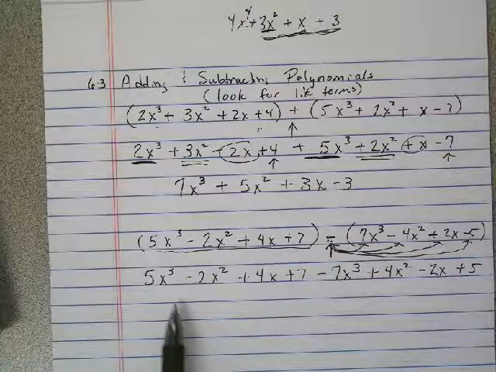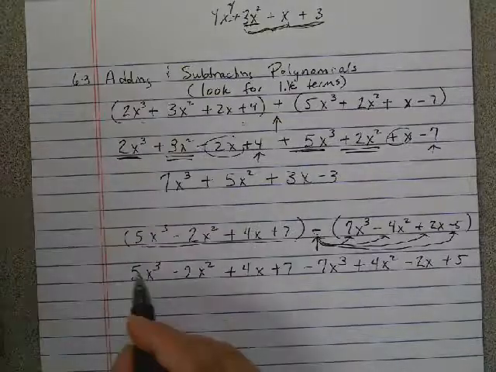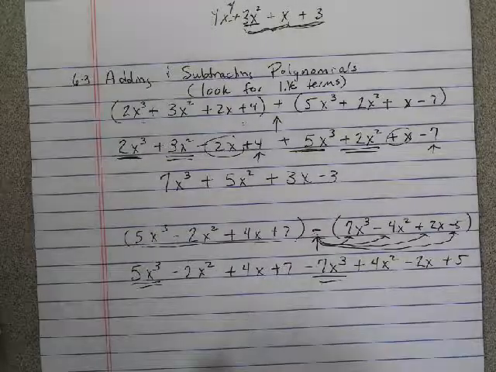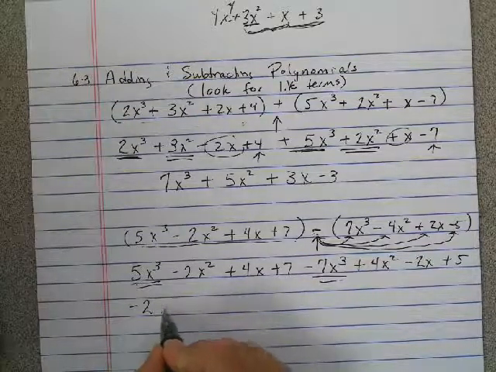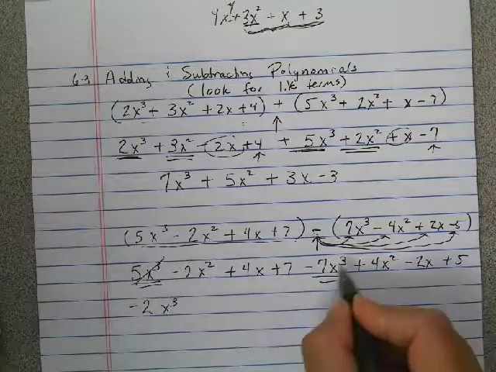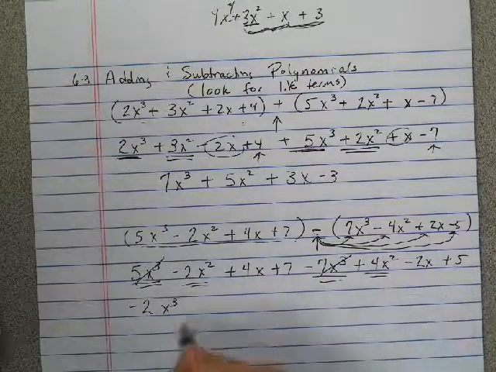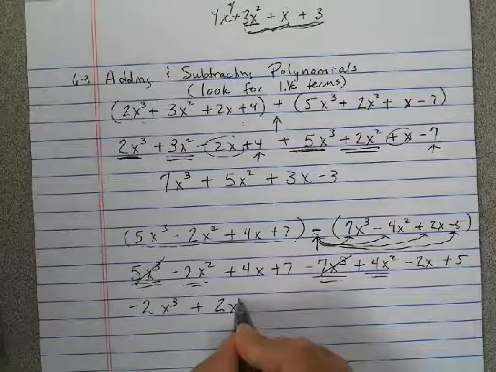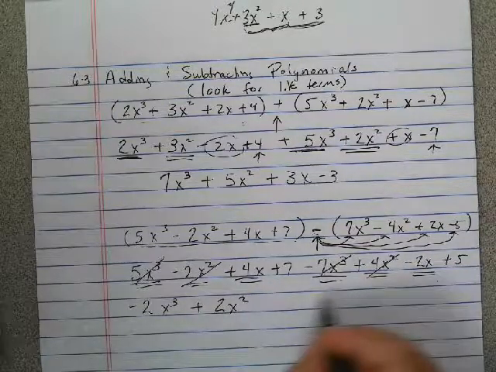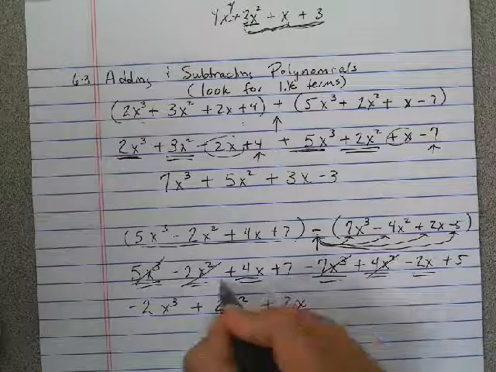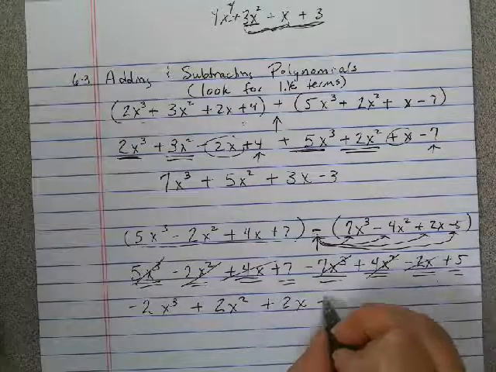Now I just have a string of monomials, which I need to add. So I have cubed and cubed. So I have positive 5 and negative 7. Since they're more negatives, my answer is negative. So those are gone. And then I have negative 2x squared and positive 4x squared. That's positive 2x squared. Positive 4x, negative 2x is positive 2x. And positive 5 and positive 7 is positive 12.